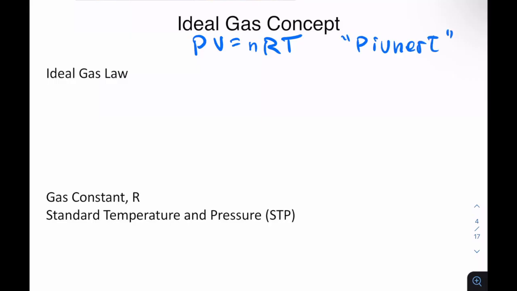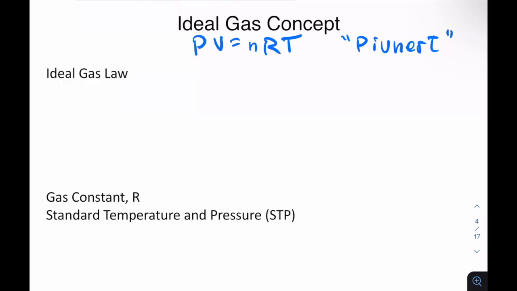Of course, that's not how it's spelled, but it gets the idea across. PIV nerd. If you can remember PIV nerd, then you can solve any of these gas law problems without having to memorize what the individual relationships are. Okay, so we're going to start with PIV nerd and piece it apart and work our way backwards. Now we've got 5 components here, but one of them is a constant.